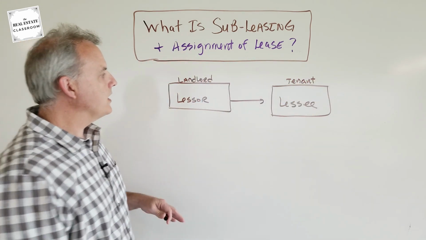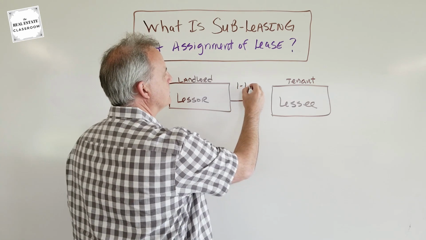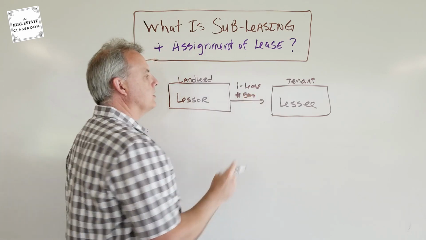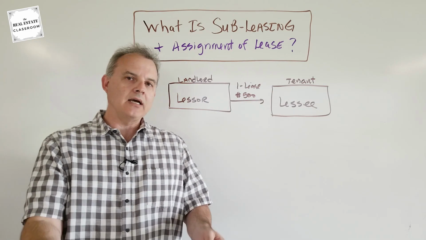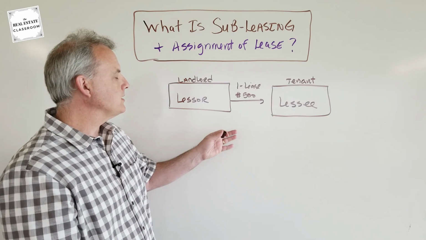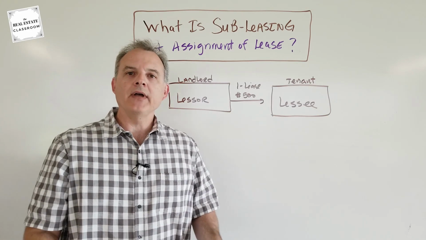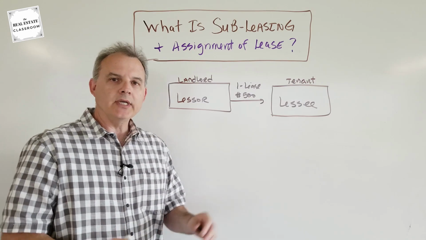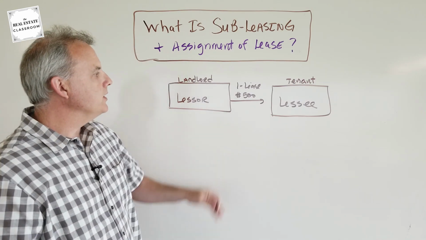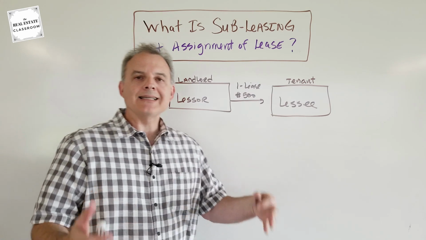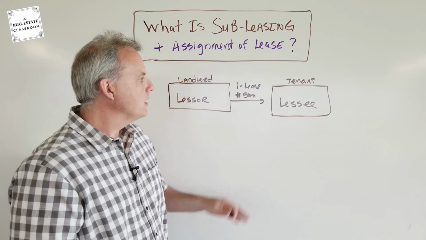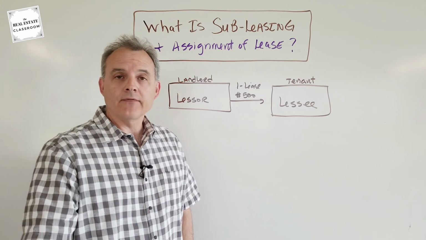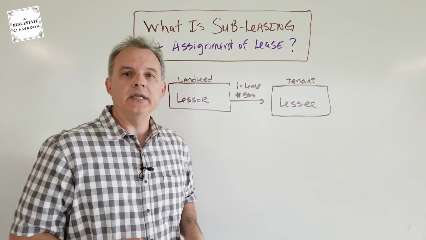All right, so let's say it's a 1-year lease and it's $500 a month, and this is a single family house. Now, it doesn't matter what type of contract it is or what type of property. It can be a single family home, an apartment, a commercial space. Conceptually, it's all the same. So this is a 1-year lease. Two months into that 1-year lease, the tenant decides they want to move, and they found a friend of theirs that wants to take the lease over.